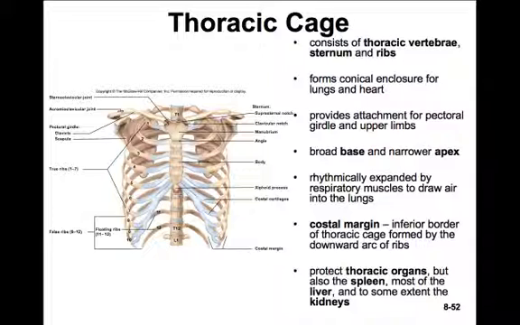The costal margin is the inferior border of the thoracic cage, formed by the downward arc of the ribs. And this whole cage will protect all the thoracic organs, as well as the spleen, most of the liver, and to some extent the kidneys, as they sit right in here.